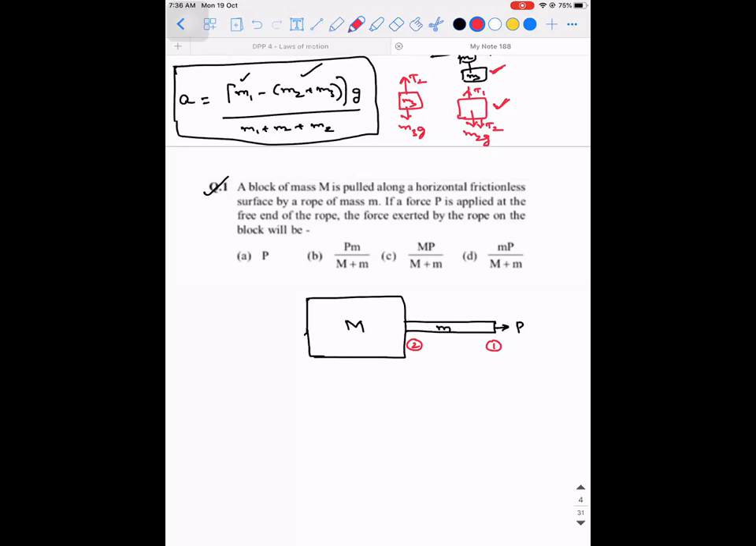How to solve, guys? I do not believe it's only one step. Tell me how to solve. The basic is free body diagram.